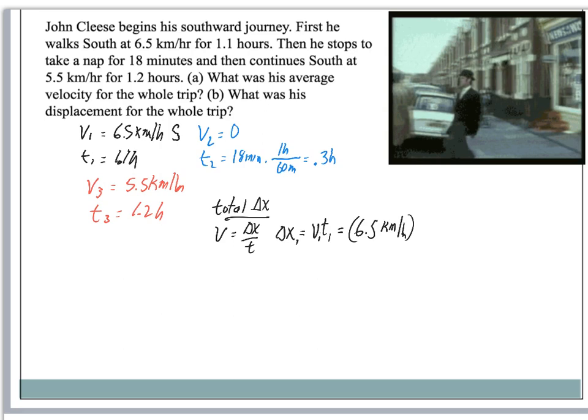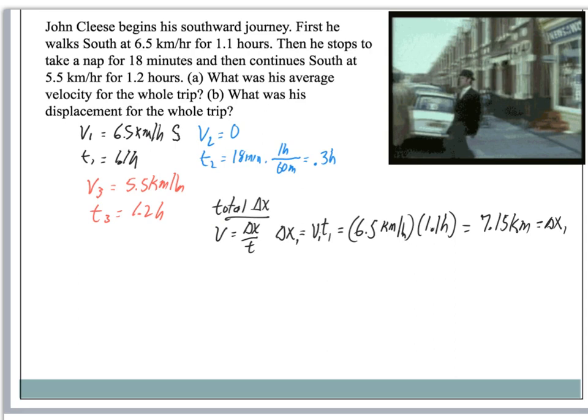T1 is 1.1 hours. Which means if we were going to try to find the total displacement for the first part of the trip, it would end up being 7.15 kilometers. And that is delta x1, change in position 1.